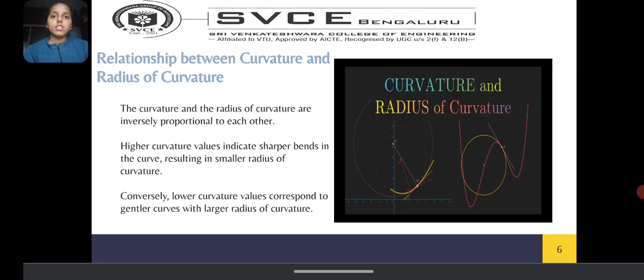Next, we shall discuss the relationship between the curvature and the radius of curvature. The curvature and the radius of curvature are inversely proportional to each other. A higher curvature value indicates sharper bends in the curve, resulting in a smaller radius of curvature. Conversely, lower curvature values correspond to gentler curves with a larger radius of curvature.